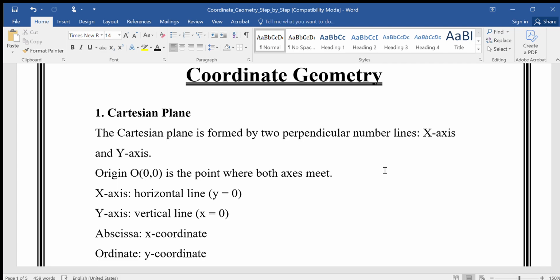Origin (0, 0) is the point where both axes meet. X-axis means horizontal line, y is equal to 0. Y-axis means vertical line, x is equal to 0. Abscissa is called x-coordinate and ordinate is called y-coordinate.